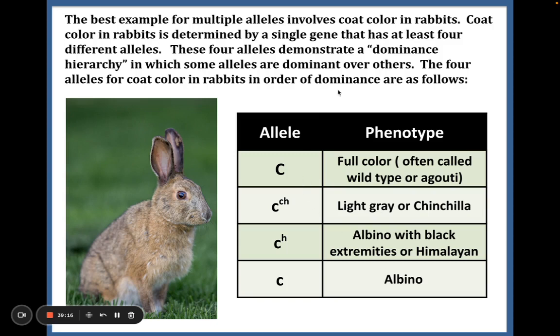So these 4 alleles just demonstrate a dominance hierarchy in which some alleles are dominant over others. The 4 alleles for coat color in rabbits in order of dominance are as follows. Agouti, our wild type, is what we see in nature the most. That is possibly because it's the most dominant. Okay, we also might have to think about environmental factors that play into that. Then the second dominant one is light gray or chinchilla. Albino with black extremities, called Himalayan, is the third one, and then albino is completely recessive.